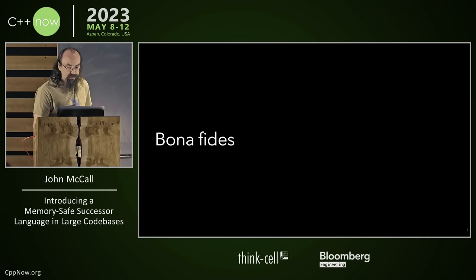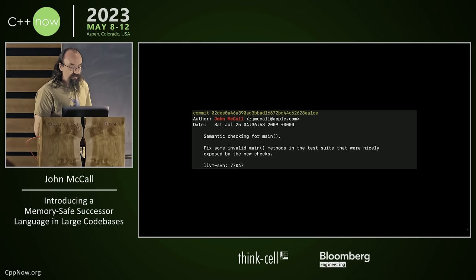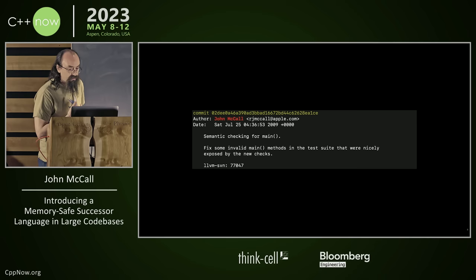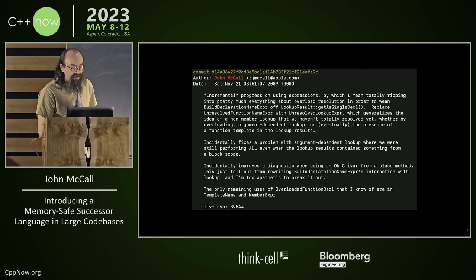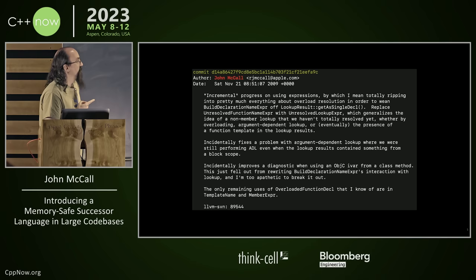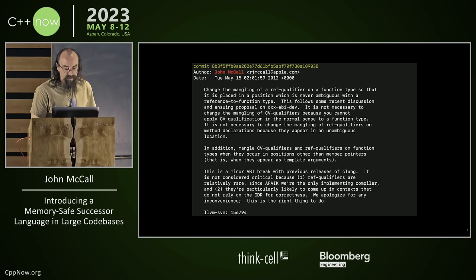I'm new to this particular slice of the community. I started at Apple in 2008 and joined the Clang project a year later. So this is, I think, my first commit, which is adding checks to see whether main returns int. That's the state of Clang in 2009, and that's where I started. I helped bring up C++ in Clang. So this is yet another fix to name lookup. There are about a million of these, but I wrote a lot of them.